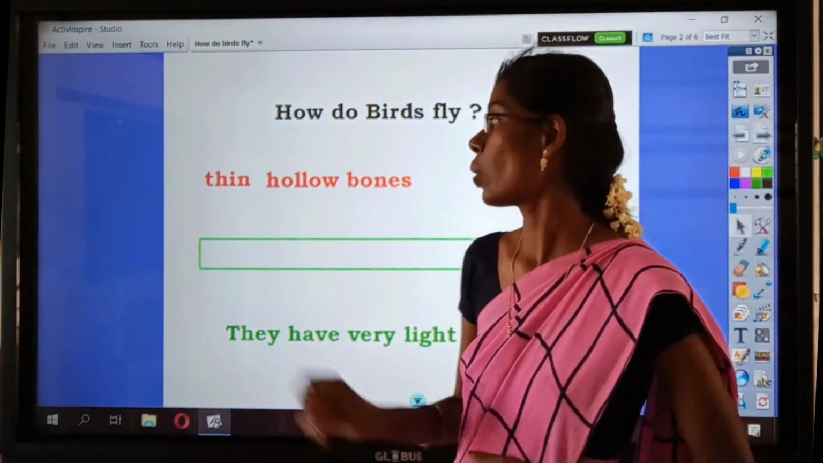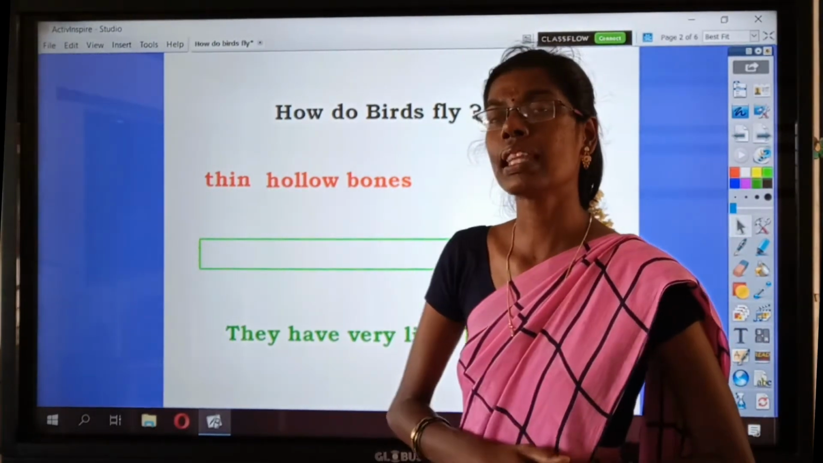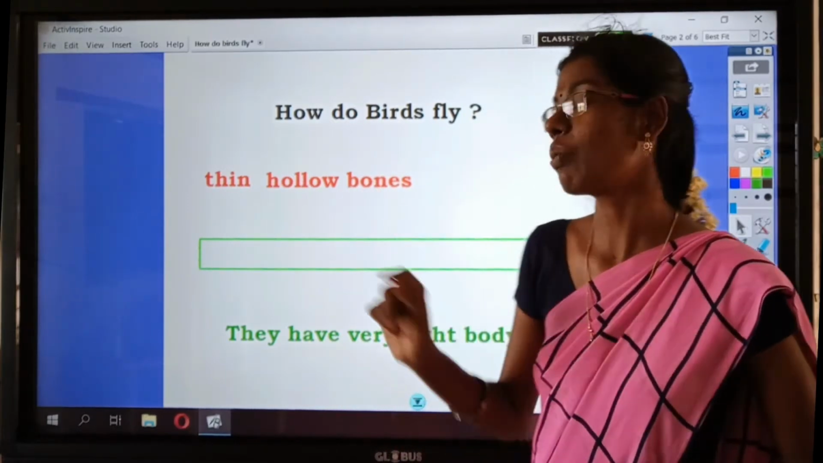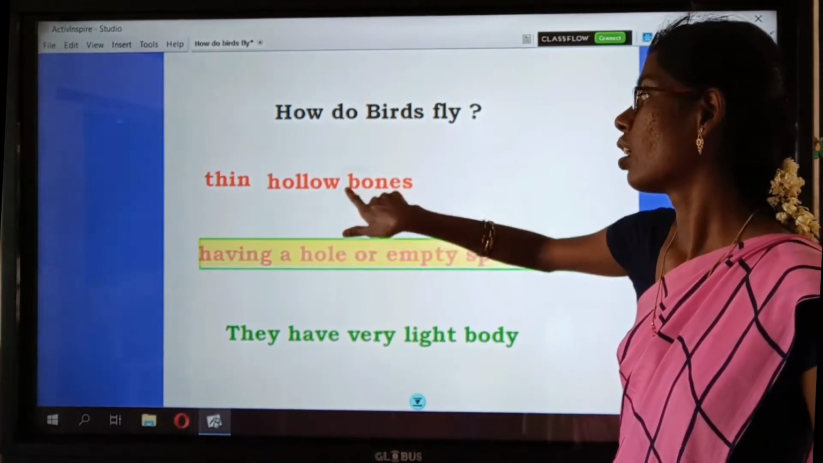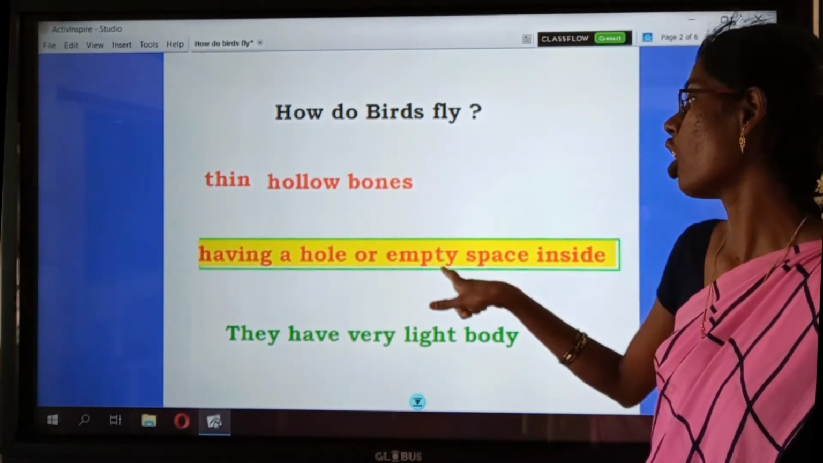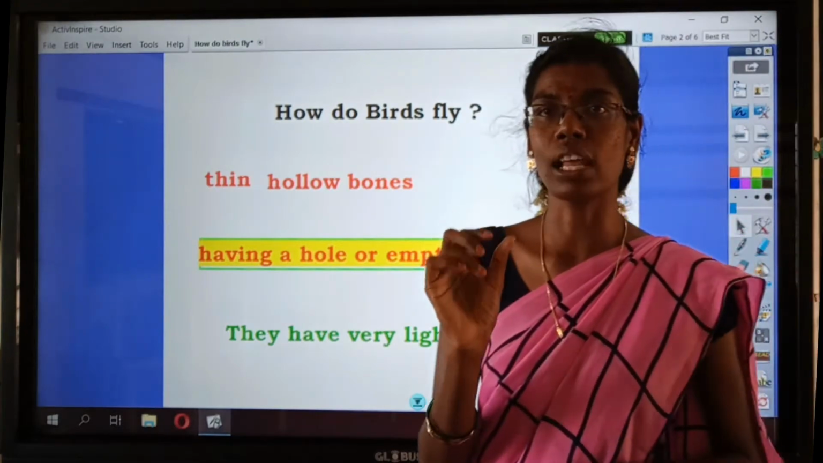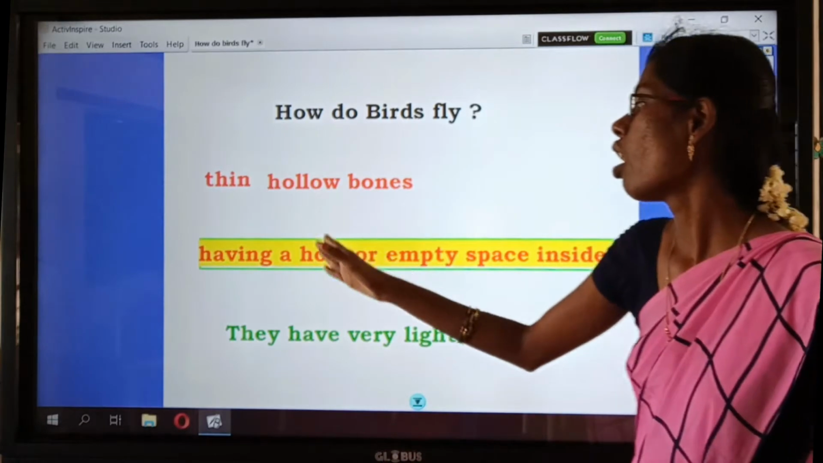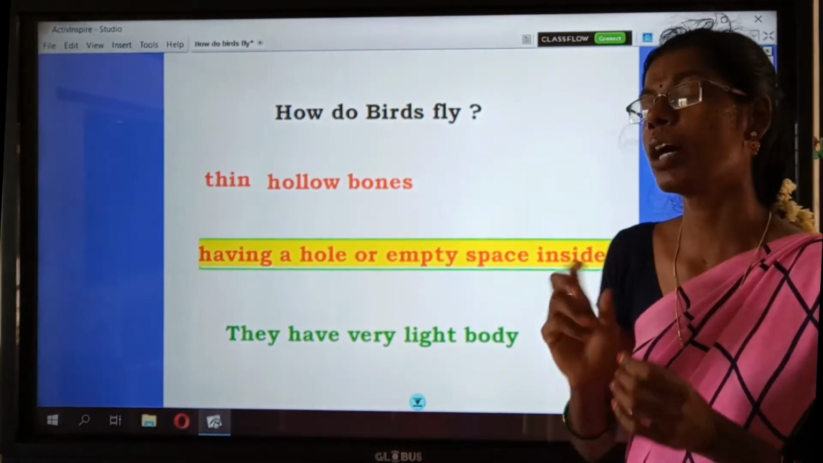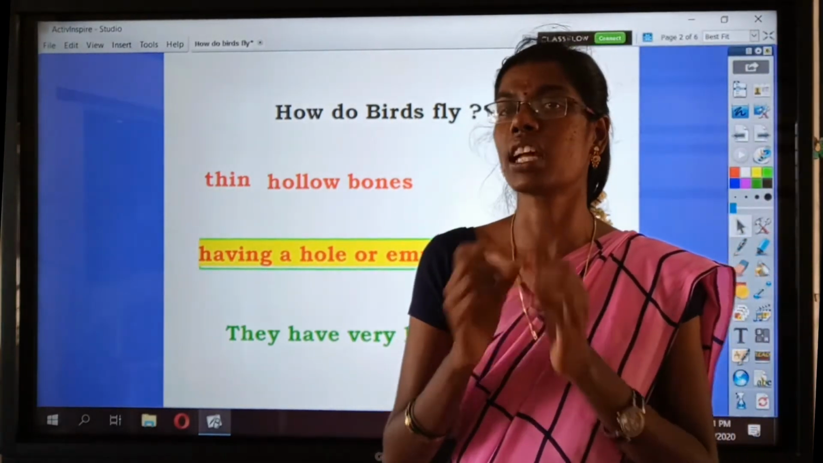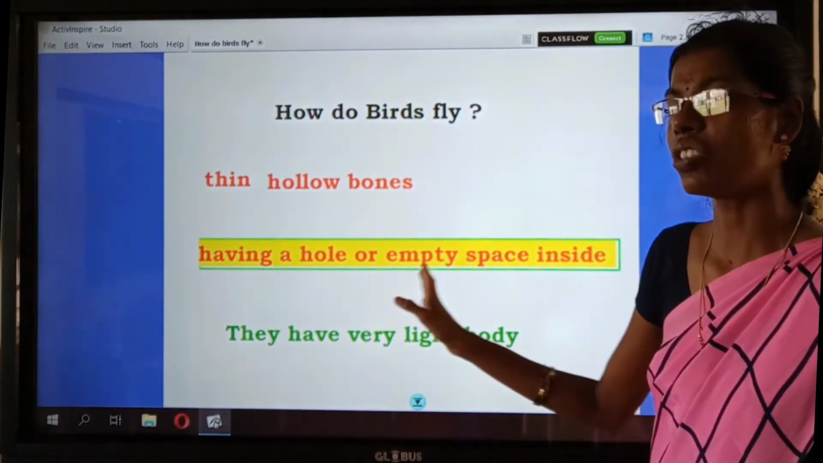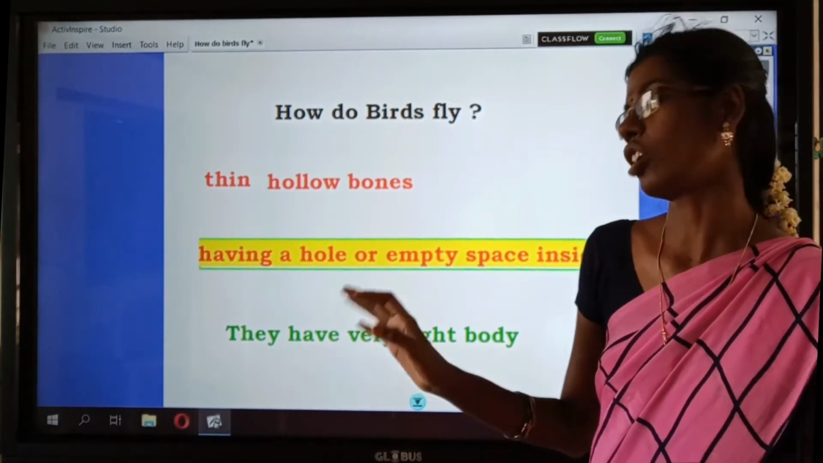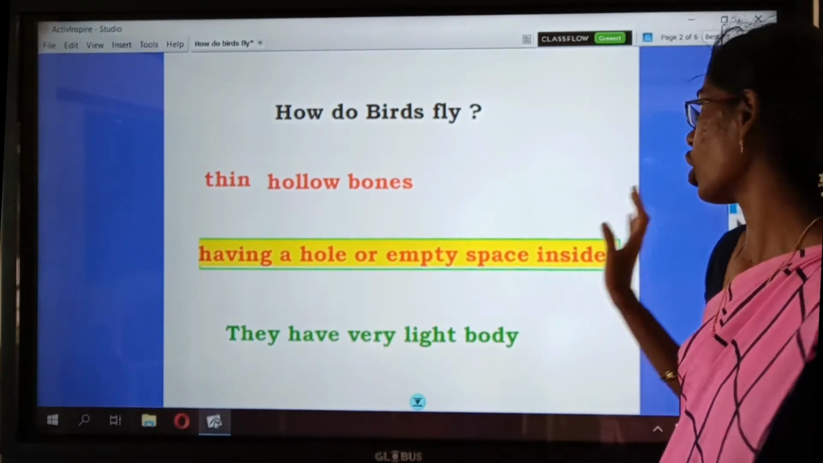Children, birds are having thin and hollow bones. Thin means it is weightless, like a paper. Hollow bones means having a hole or empty space inside. Like a pipe, inside there is a space. That is called hollow shape. So in birds' bones, in between, there is nothing, it will be empty. So with the help of these bones, the body is very weightless, so that it is easy for them to fly. They have a very light body.